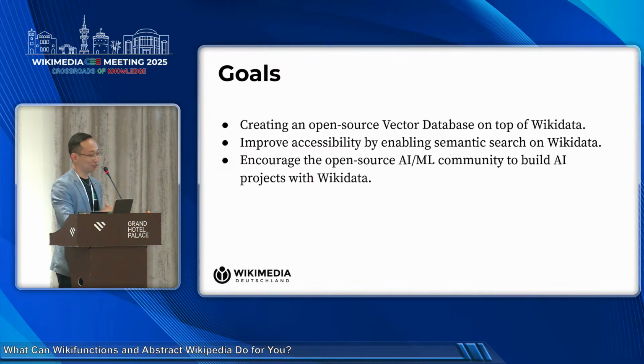So the goal of what we want to achieve is to create an open source vector database on top of Wikidata, so that we can improve accessibility by enabling semantic search on Wikidata. More importantly, we want to encourage the open source AI and machine learning community to build AI projects around Wikidata.